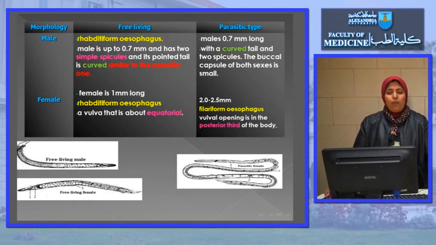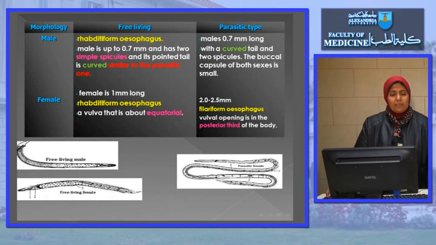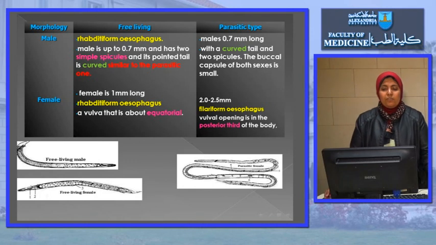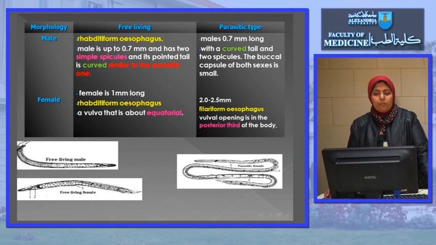The female of the free living or the parasitic forms possesses what we call a vulva for the production of the eggs. In the free living form, it is present just around the equator, whereas in the parasitic form, it is present in the posterior one third of the body.